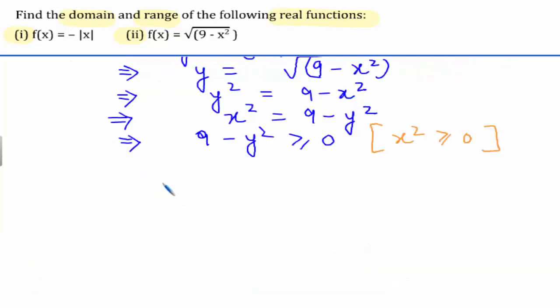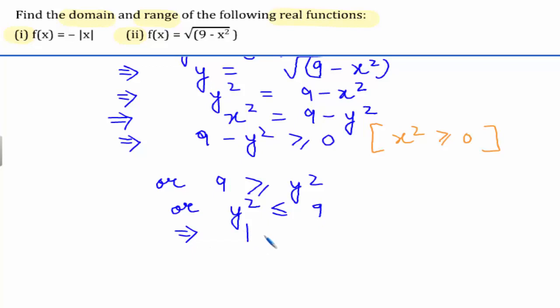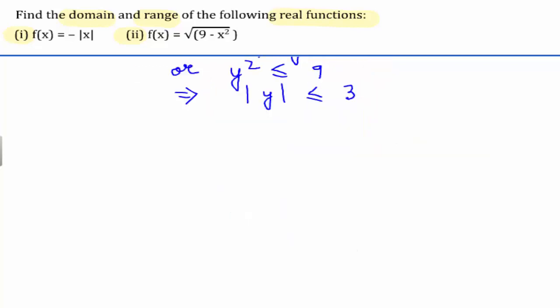Or this can be written as 9 is greater than or equal to y square, or y square is less than or equal to 9. This implies mod y is less than or equal to 3. This means minus 3 less than or equal to y less than or equal to 3. So let us name this as 1.